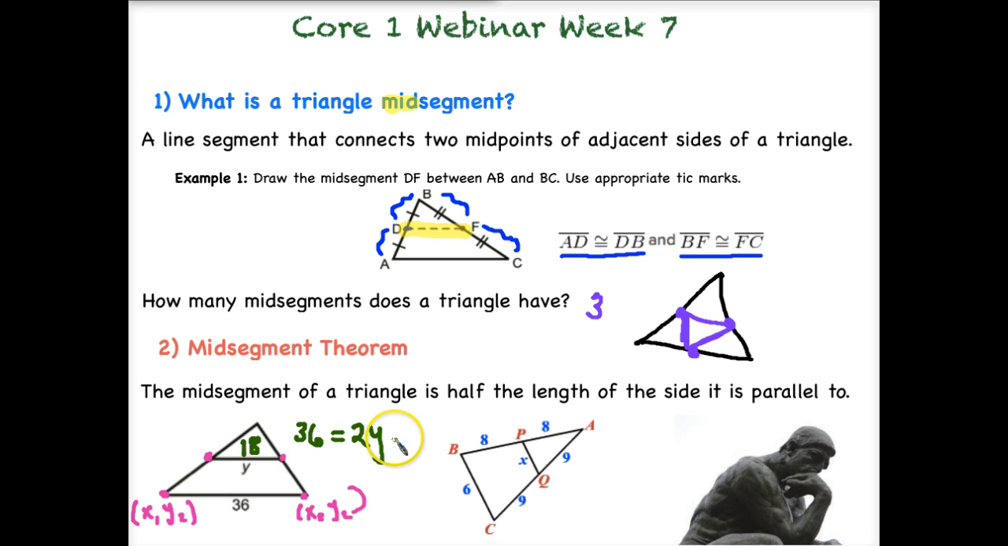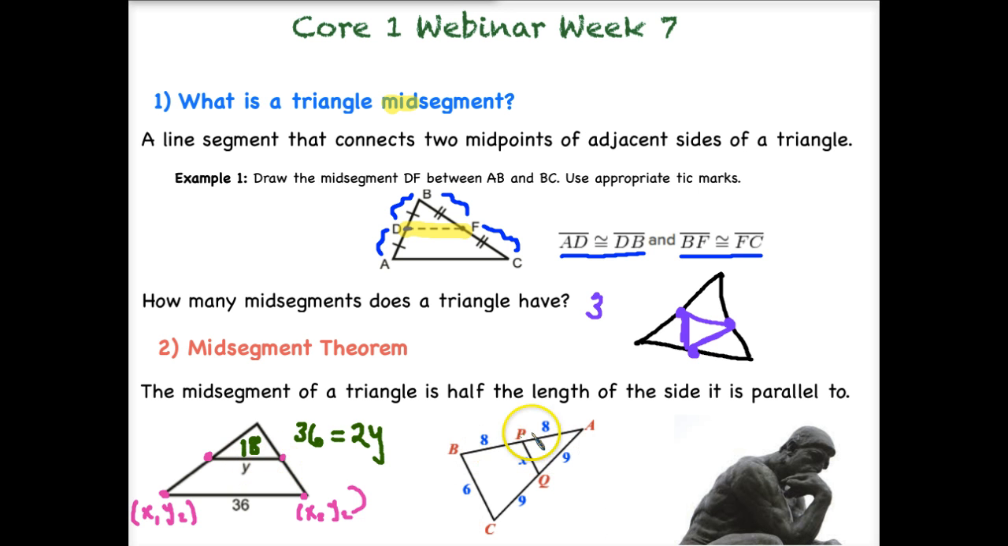So that's an easier way to think of the midsegment theorem: you can either think of it as your midsegment is half of your opposite side, or you can think of it as your opposite side is equal to twice the midsegment.